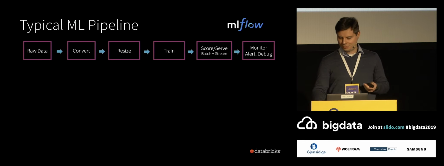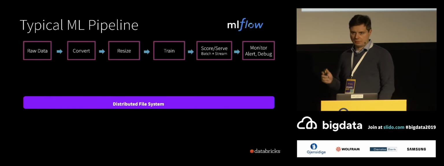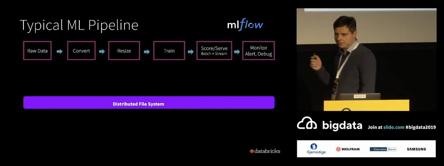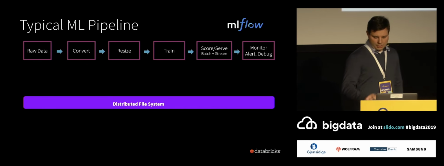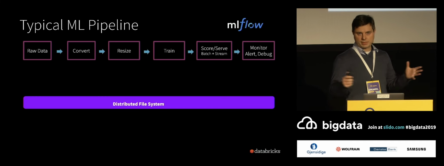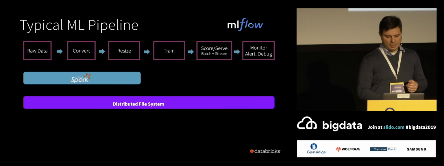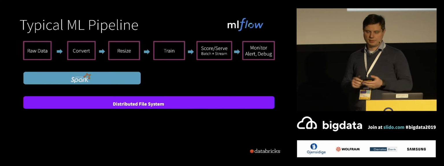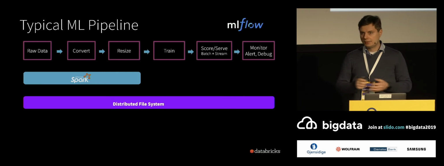And let's assume that we are doing all these things in the cloud. In this case, our images will be stored somewhere in S3 in the case of AWS, or maybe ADLS in the case of Azure. So we will need some sort of a distributed file system to access all these images. And then for the first ETL, conversion and resizing part, we can use Spark.